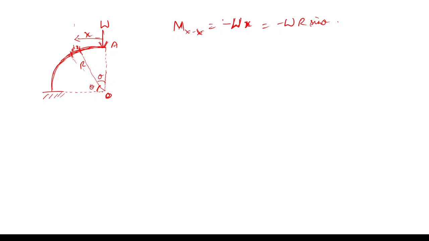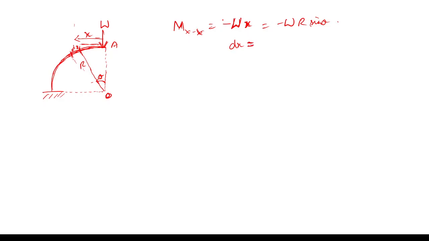But here I want this length. So I'm taking theta here, and if I take theta on the other side, it will be 90 minus theta. That is also fine. Okay. So here I'm taking this as theta, and then minus W into r sine theta, and then dx.